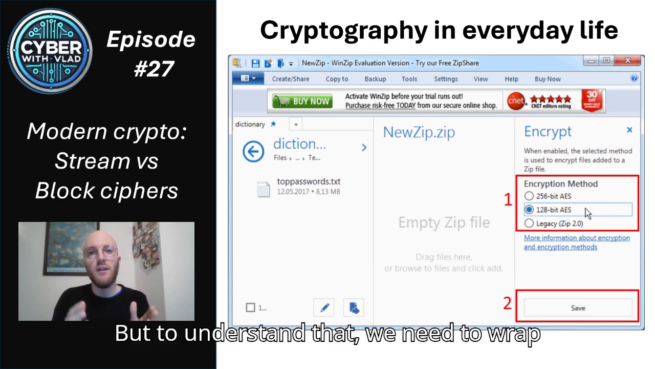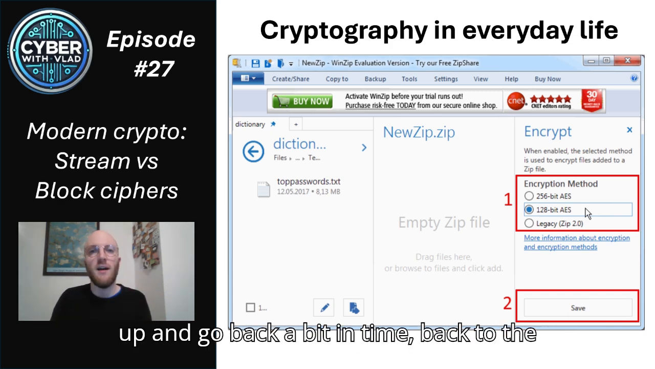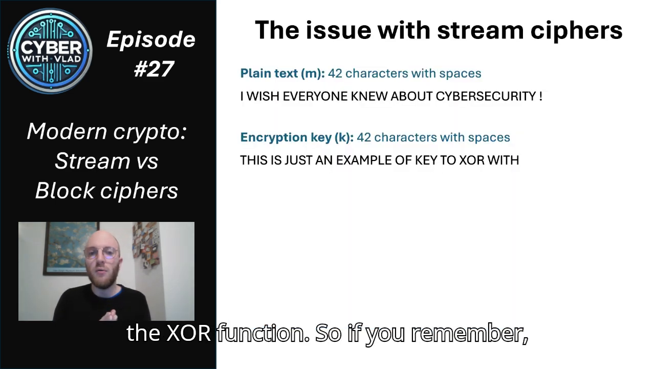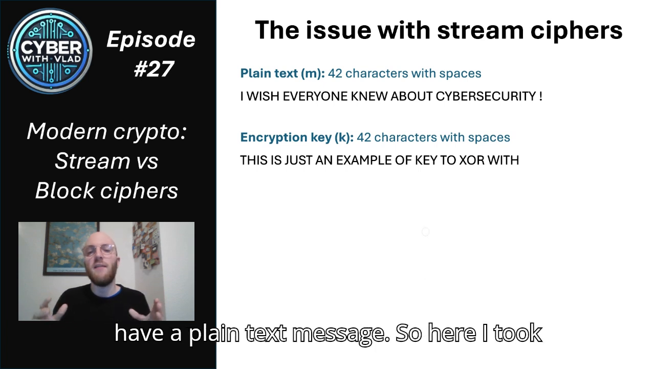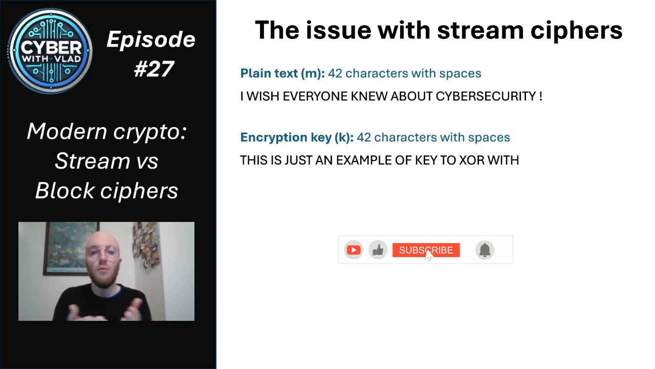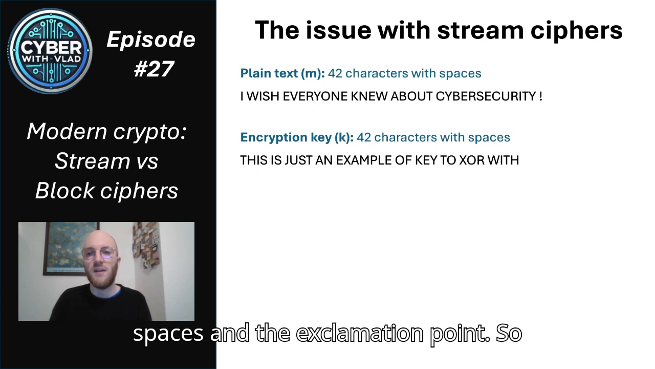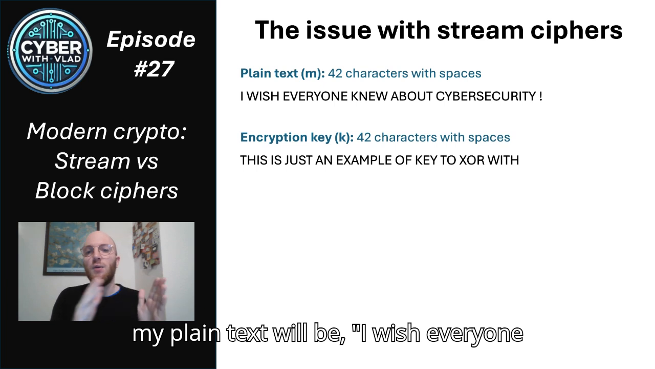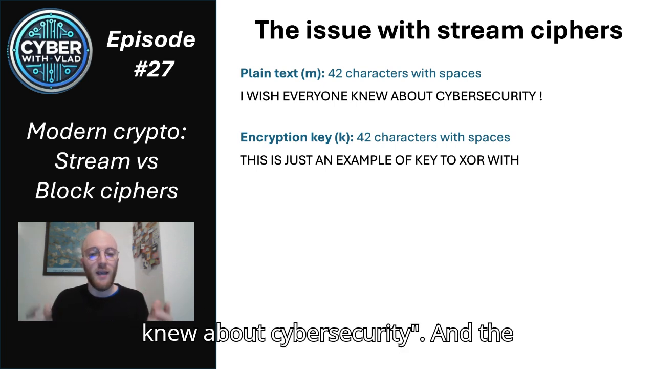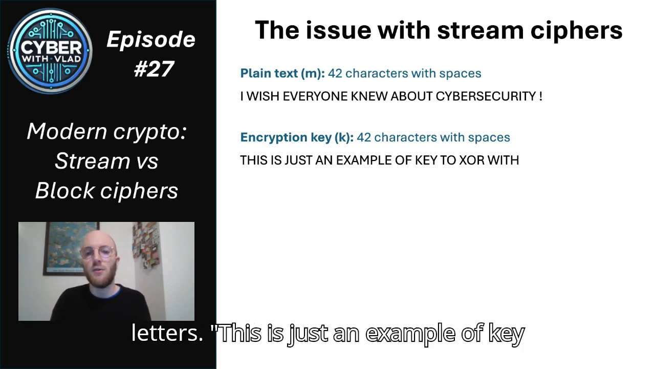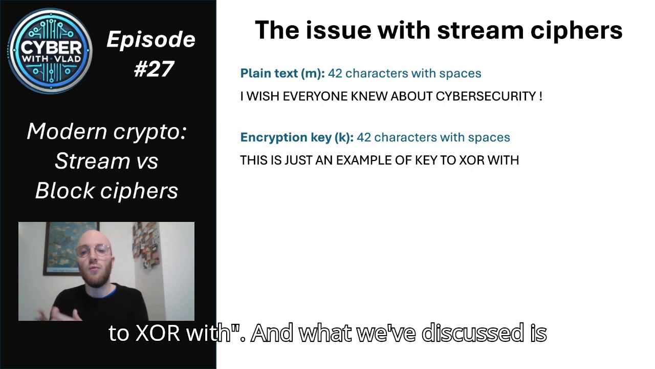But to understand that, we need to go back a bit in time, back to the previous episode where we talked about the XOR function. If you remember, that's what we covered last time. When we have a plain text message, here I took a series of 42 characters, all capitalized, counting also the blank spaces and the exclamation point. So my plain text will be, I wish everyone knew about cybersecurity. And the encryption key has to be the same size. Here I'm also using capitalized letters. This is just an example of a key to XOR with.